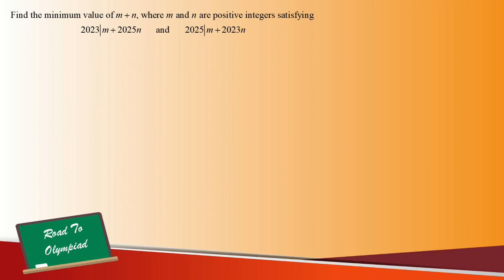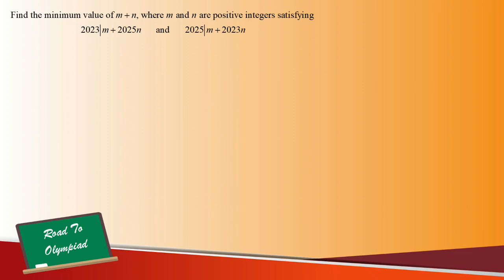Welcome to RTO. Consider the following problem. Find the minimum value of m plus n where m and n are positive integers satisfying 2023 divides m plus 2025n and 2025 divides m plus 2023n.